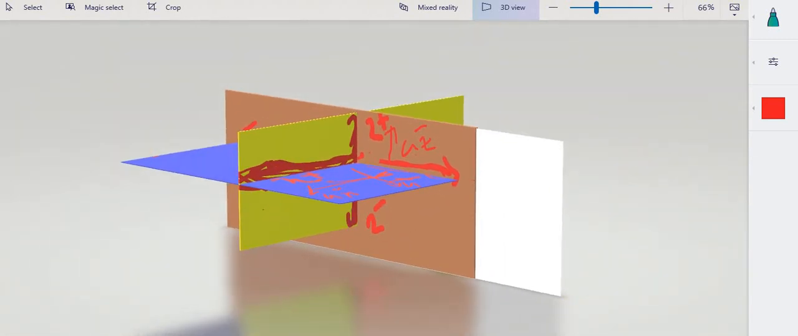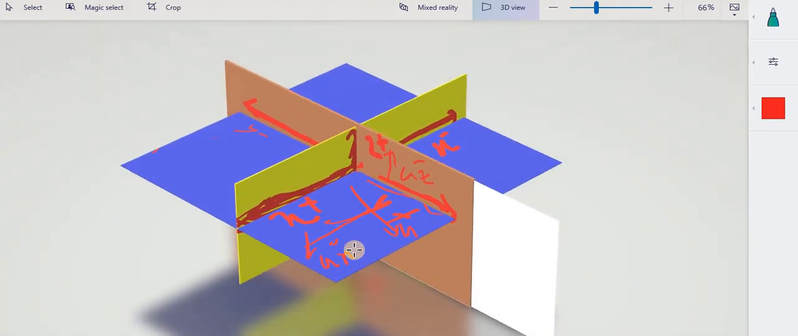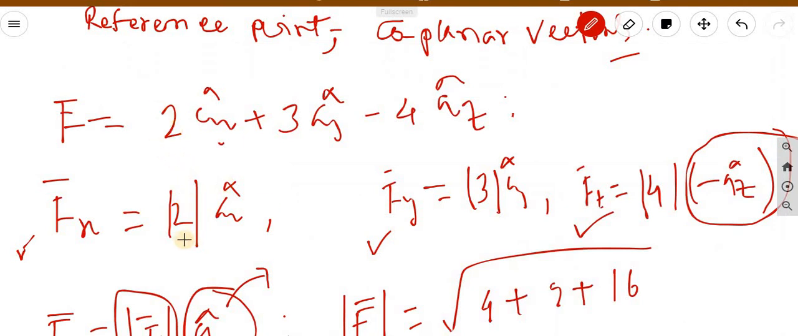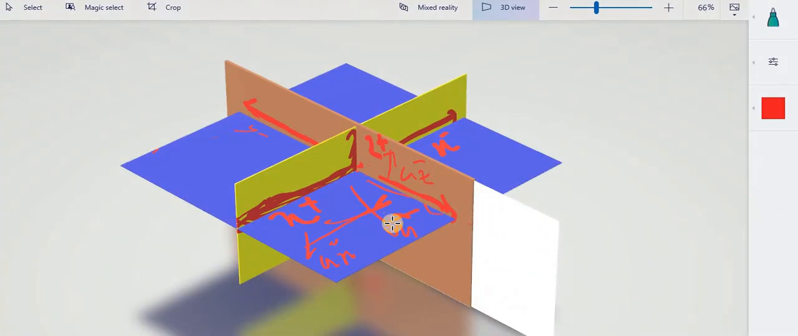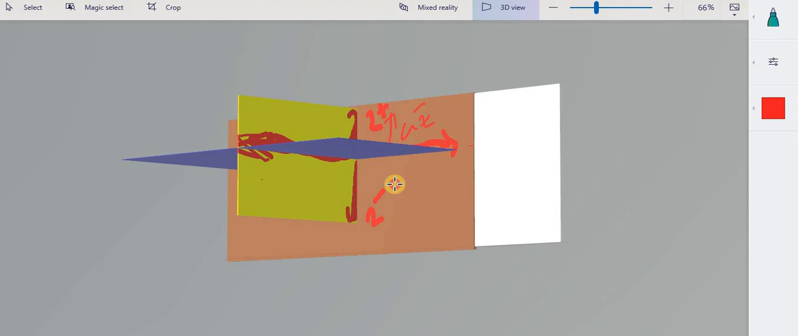So here the force is given as 2 units. As I know, these are the vector components and the unit vectors: ax along the x axis, ay along the y axis, and az along the z axis. Now 2 is the magnitude along the x axis, 3 is the magnitude along the y axis, but 4 is the magnitude along which? In the reverse direction of the z axis, the negative z axis. So what will be the configuration of the force?